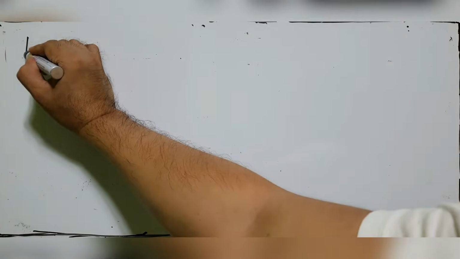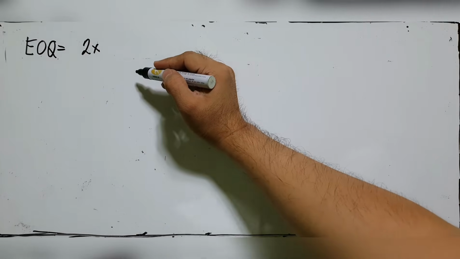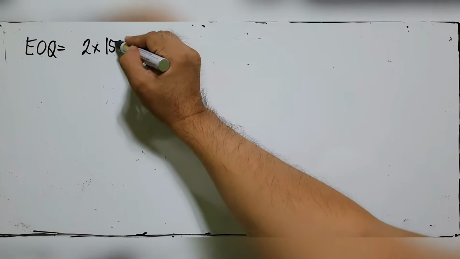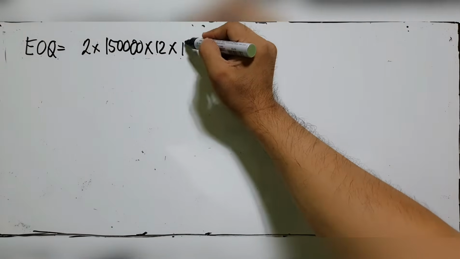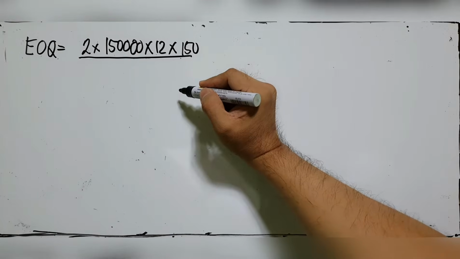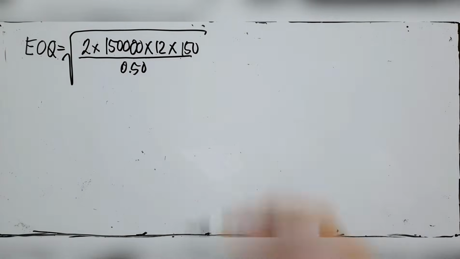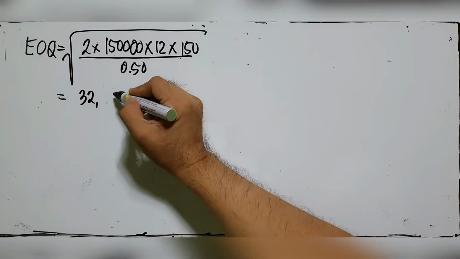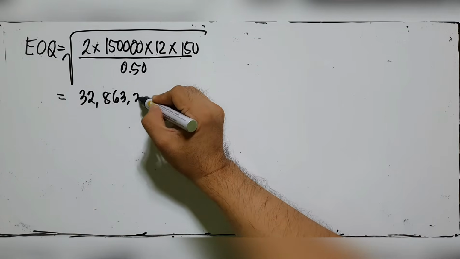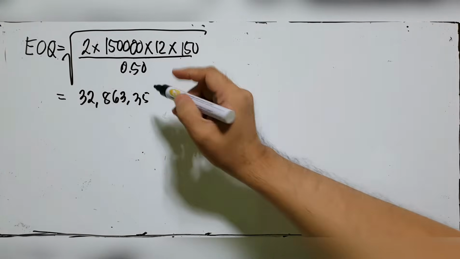So we are asked for the EOQ. So that is 2 times the demand of 150,000 gallons. But I have to multiply it by 12 times the ordering cost of 150. All over the carrying cost per gallon na 0.50. So let's have the square root of the answer. So what's the answer? Your EOQ is 32,863.35 units. Again, walang 0.35 units yan or walang 0.35 gallon.